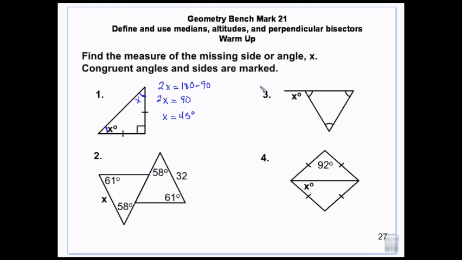Okay. If I have 3 angles that are all the same, they're going to be 60 degrees each on the inside. But I want to know the outside angle, and these make a straight line, so it's going to be 180 minus 60, so it's 120 degrees.